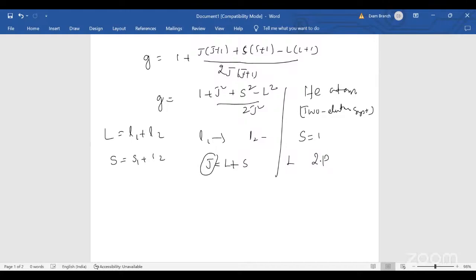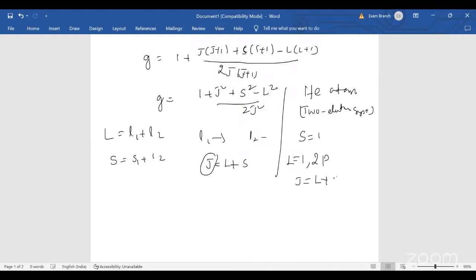Okay. So for example, if we take L equals 1, we get a 2p configuration. Already we have seen this in the case of the vector atom model. For L equals 0, it is an s electron. For L equals 1, we have seen the p electron. So for L equals 1, we have a 2p configuration. Therefore, S is 1 and L is 1, which is a 2p configuration.